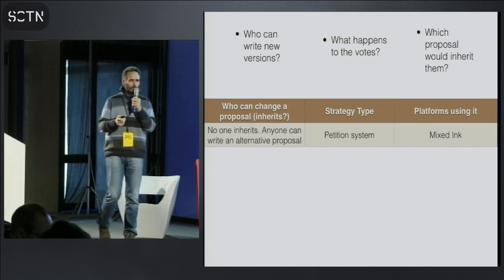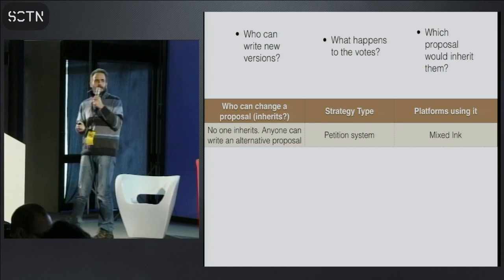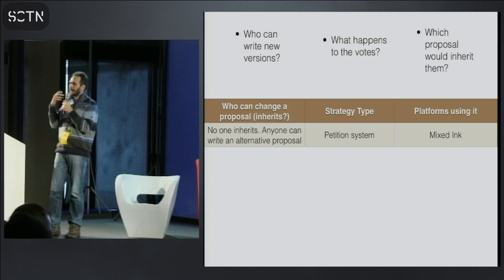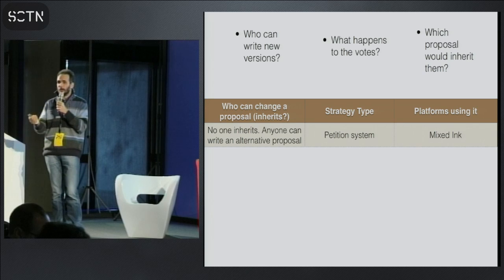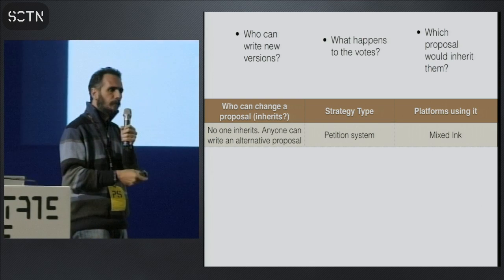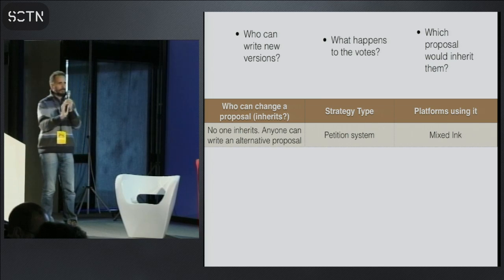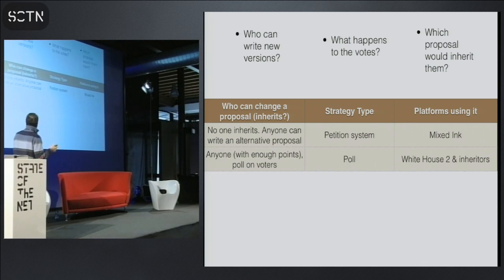So a basic one was from Mixed Ink. This was used by the Obama administration, and which was just no inheritance at all. Essentially, it's like a petition system. Anyone can start again and copy material, but all the votes have to start from the beginning. Yes, it's not fair that people have less time to vote on a particular proposal, but it doesn't matter. At this point, it's good. Done is better than perfect. That's what we learned before.